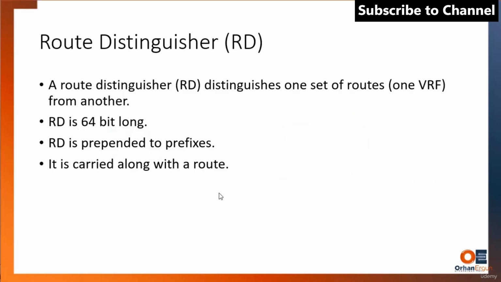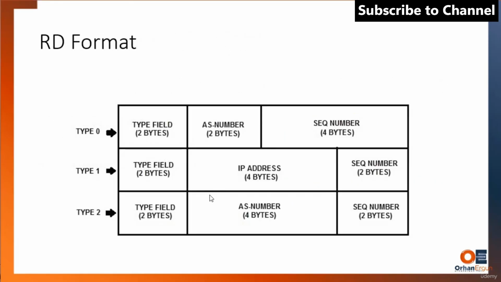Now, like I said, this is a 64-bit value. And what does this 64-bit value show us? We can, as a matter of fact, present it in different ways. There are 3 types of presentation. The first one, of course, says that what type of field we are talking about. So 2 bytes of this, 8 bytes is going to be allocated to type field, but we are going to be left with 6 more bytes. Now, this 6 more bytes can be used in 3 different ways.